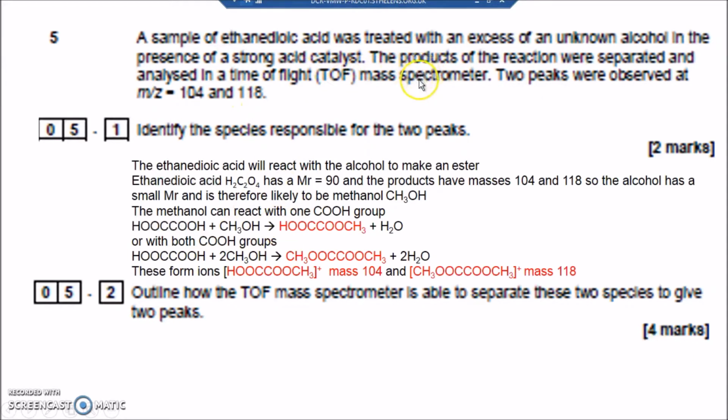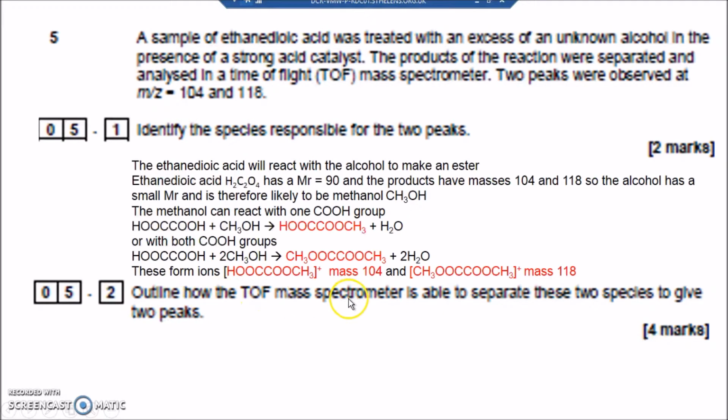Now, in a mass spectrometer, what you do is you use an electron gun to fire an electron onto this, and it will knock off another electron and leave this plus charged. So that's the ion that will be made in the mass spectrometer and will be accelerated along the tube. And we've got this ion of mass 104 and this ion of mass 118. Since they've got a charge of 1 each, m divided by z, the mass divided by the charge, z is the charge, 1, equals 104 and 118.